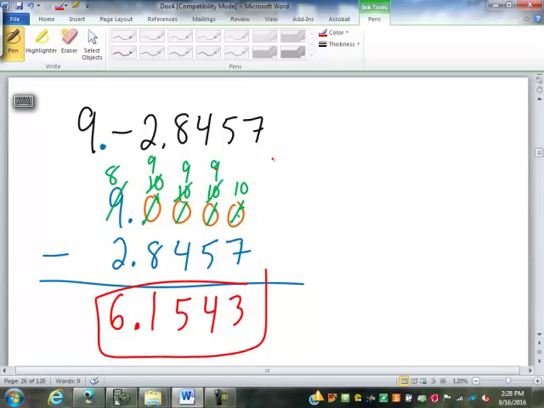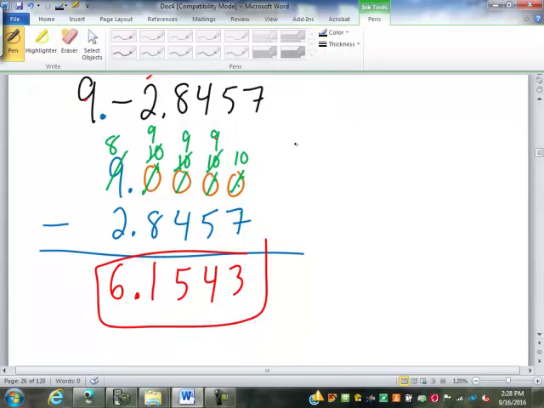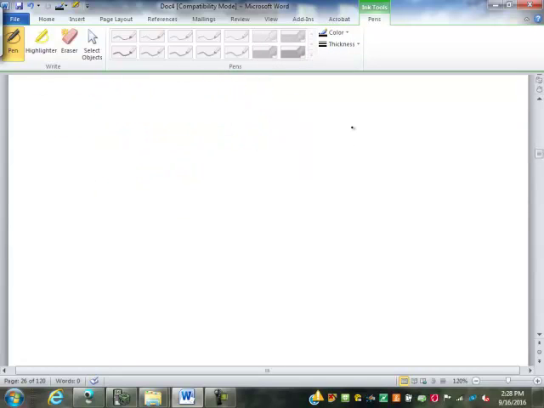Now again, these aren't too hard to estimate. This is 9, and this is about 3. So you know 9 minus 3 is going to get you close to 6. Let's look at multiplying next.